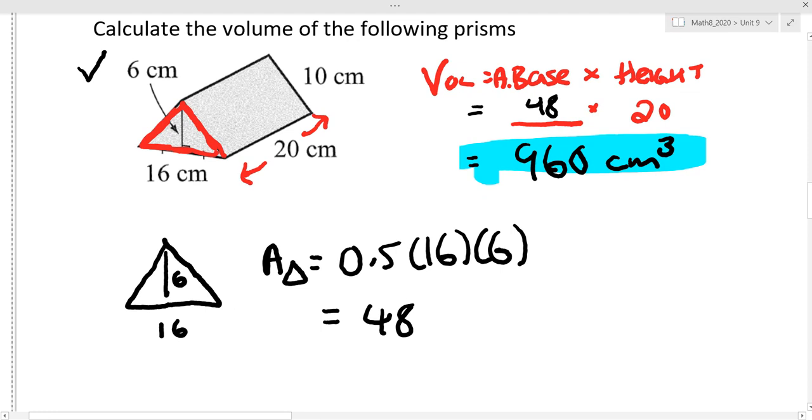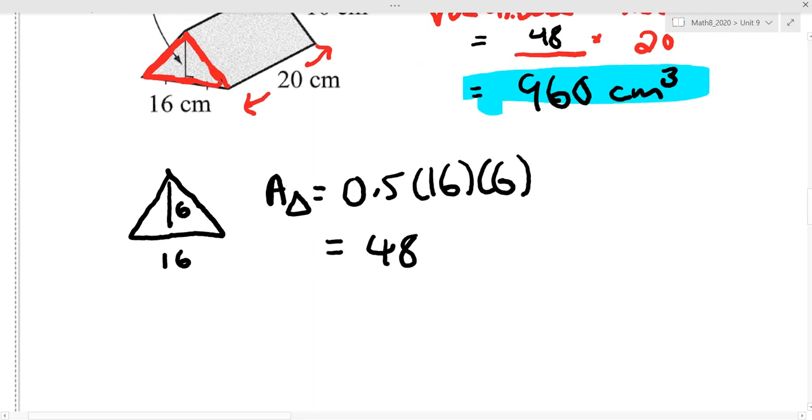So you have the base is a triangle. The area of the triangle is 0.5 times 16 times 6, which is equal to 48. You plug it into your volume equation, so 48 times the height of the prism, which is 20, should have been 960. Remember to include the centimeters cubed. Okay?